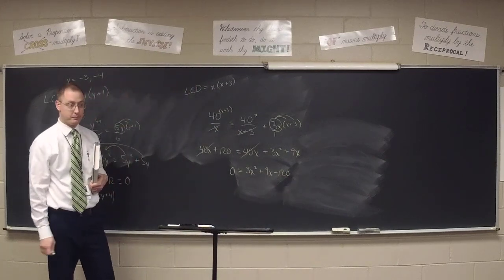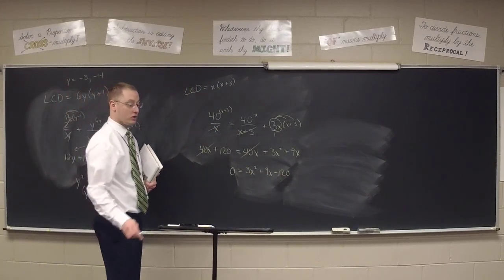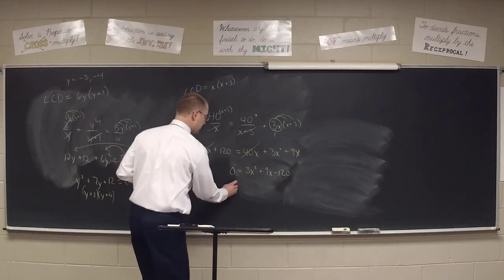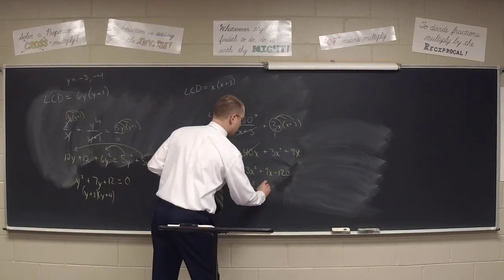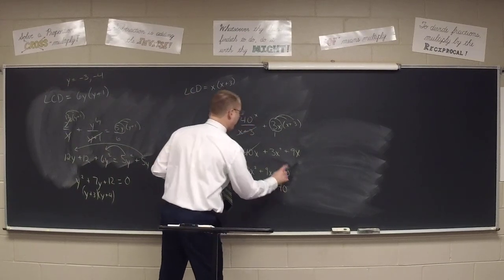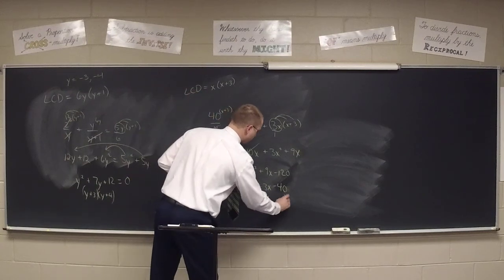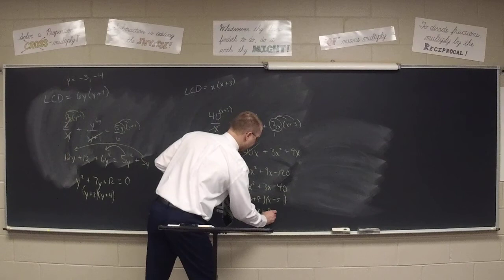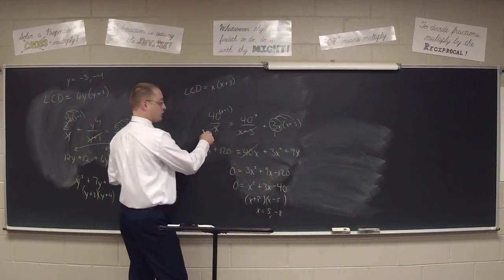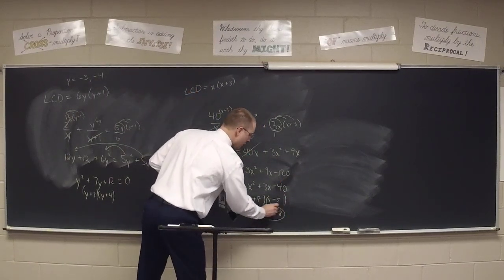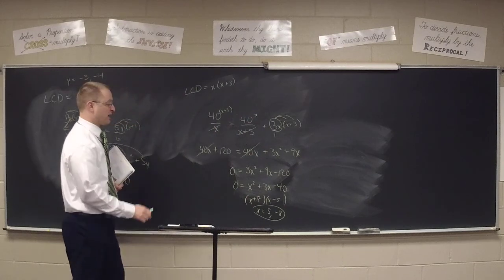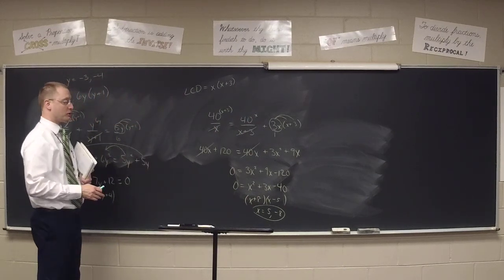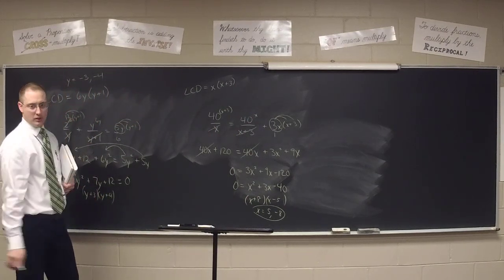Anyone? Divide everything by 3 to get just x squared, just 3x, and just 40. That's going to backwards FOIL so much easier. X plus 8, x minus 5 to get two answers of 5 and negative 8. X couldn't be 0 or negative 3. Neither of those is a 0 or a negative 3, and they happen to both check if you took the time to do so.